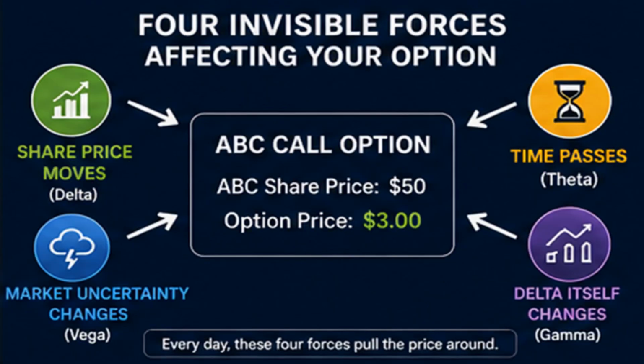Let's use the same example we've used throughout this option series. Company ABC is trading at $50 per share. You've bought a call option that's currently worth $3. Although you only see one option price, there are four invisible forces affecting it every day. The share price moves, time passes, market volatility changes, and the option becomes more or less sensitive as conditions change. The Greeks simply measure those four effects.